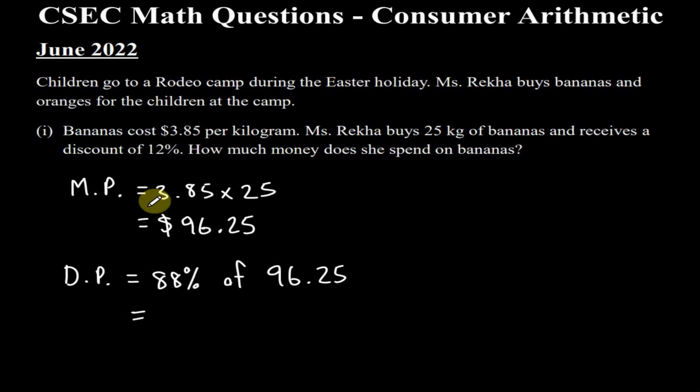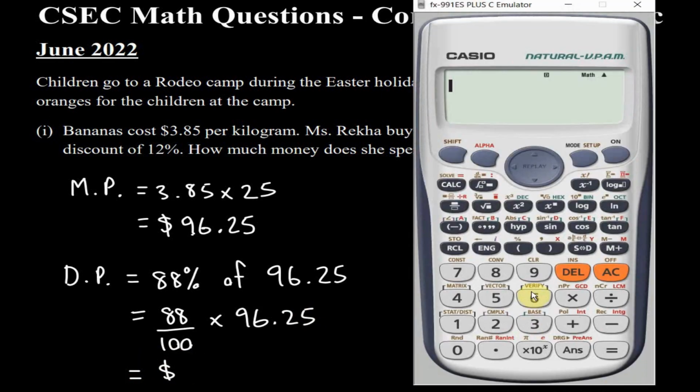Now, some persons would have found the discount first, the 12% of the $96.25, and then subtract it from the same $96.25, and that is perfectly fine, right? So there are many ways how we can solve the same problems many times in mathematics, but this is the route that I'll take. So 88% is the same as 88 divided by 100 times 96.25, and let's see what we'll get here.